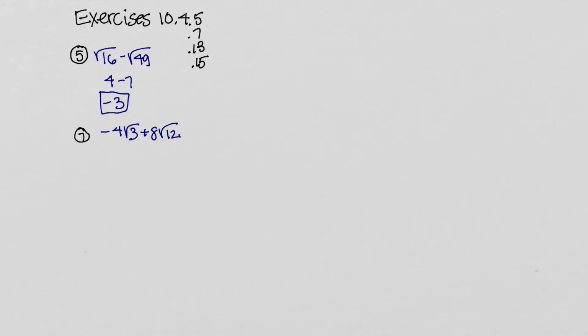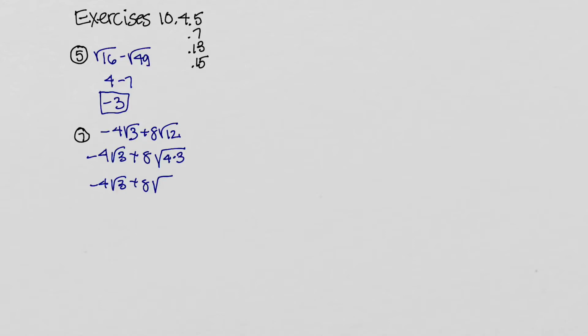So here's how we're going to do this. We know we can only add like terms. These terms are not alike, but we can simplify this one. Watch this. Let's do this. Negative 4 square roots of 3 plus 8 times. Now, can you break that 12 down into two numbers, one of which you know the square root of? Well, how about 4 times 3? So let's write this as 4 times 3. So we'll have negative 4 square roots of 3 plus 8 times.